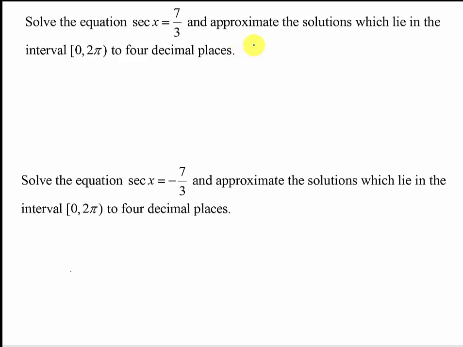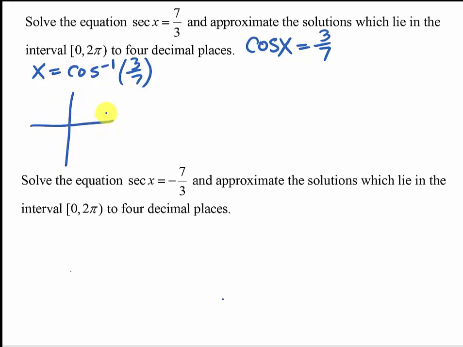1 over secant x is cosine x, and then the reciprocal of 7/3 is 3/7. Now, if I take the inverse cosine of both sides, I will have x equal cos inverse of 3/7, and that's something that I can use my calculator for. So let's just think for a minute though. When I use my calculator, inverse cosine is a one-to-one function. I am going to get answers between 0 and pi. So for this particular one, since the inverse cosine is positive, I'm going to have an angle in quadrant 1.